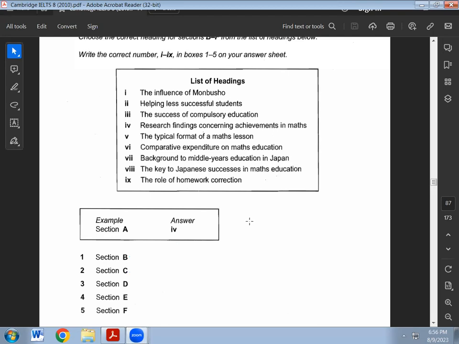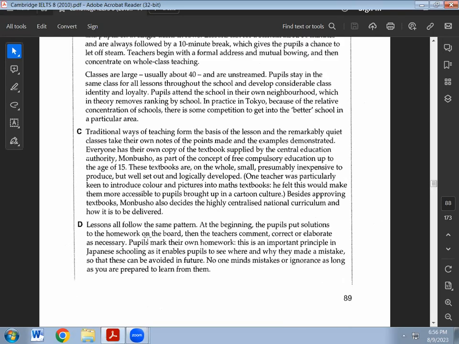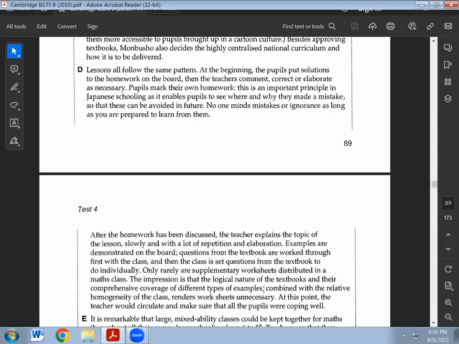So let's go to the next. Okay. Section D, you can see how long is this passage. Oh my God. You will say how much time you will take to read this.